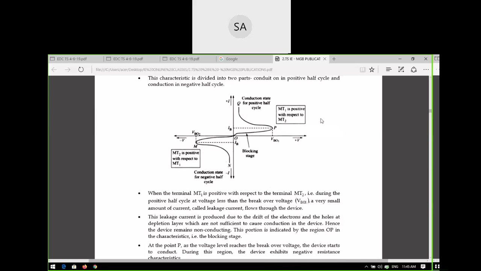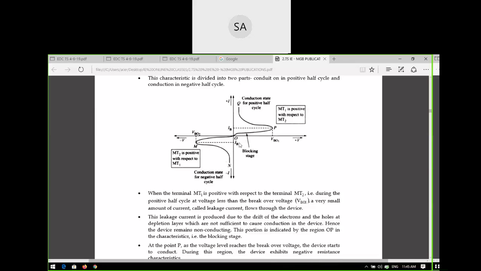So MT2 is positive with respect to MT1 in one characteristic, and MT1 is positive with respect to MT2 in the other. That means MT2 is higher potential and MT1 is lower potential. The characteristics are the same thing, because you are increasing the anode to cathode voltage, or MT1 to MT2 voltage, greater than VBO, then it starts to conduct.